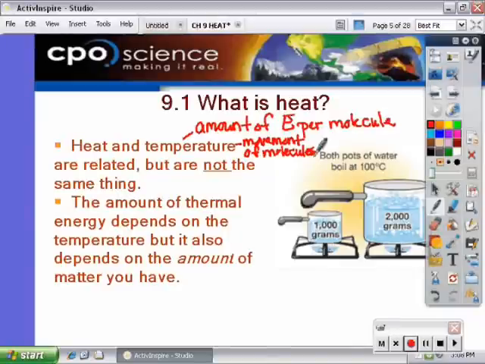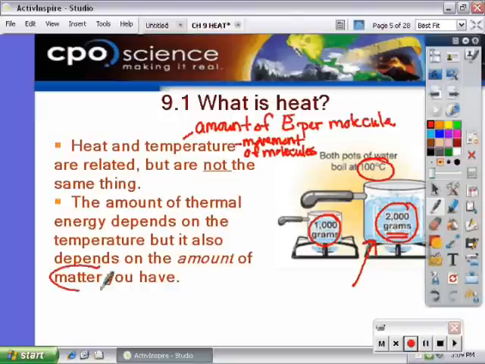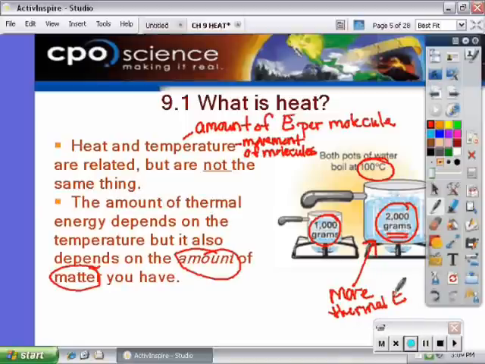So here in this example, you have 1,000 grams in this pot, and you have 2,000 grams in this pot. Obviously, there's 1,000 grams more in this one. They are both, though, at 100 degrees Celsius. But because the 2,000 grams has more matter, it has more thermal energy than the 1,000 grams, even though they're the same temperature.